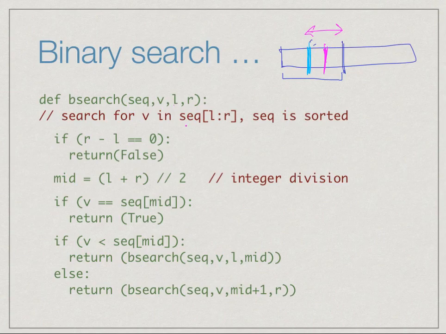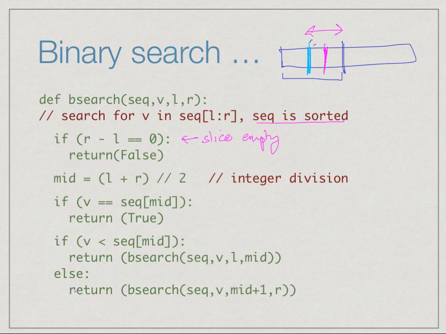So we are looking for the slice starting with L and going to R minus 1. We are assuming that the sequence is sorted, and we are looking for v there. First of all, if the slice is empty, that is, we have gone on halving, and we have eventually run out of values to look at. The last thing we looked at was a slice of length 1, and we divided it into 2, and we got a slice of length 0. Then we can say that we haven't found it, so we are not going to ever find it, and we return False.